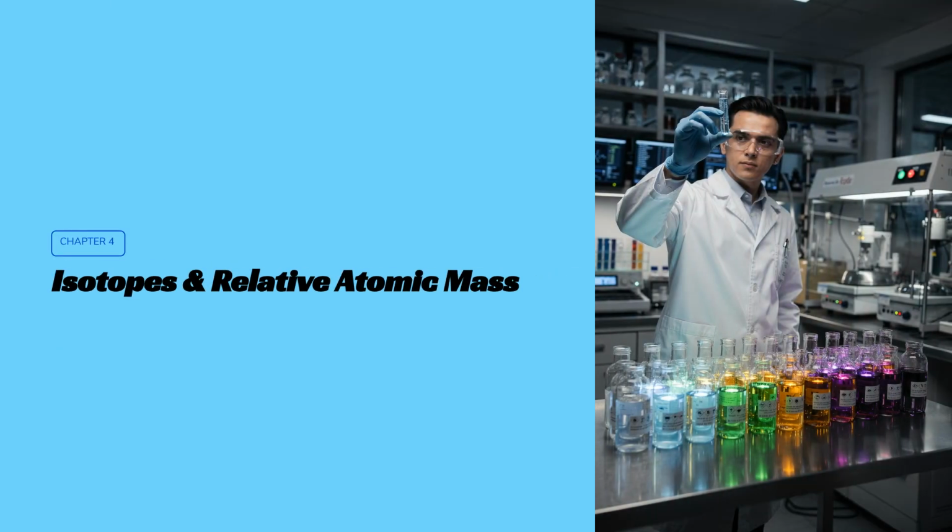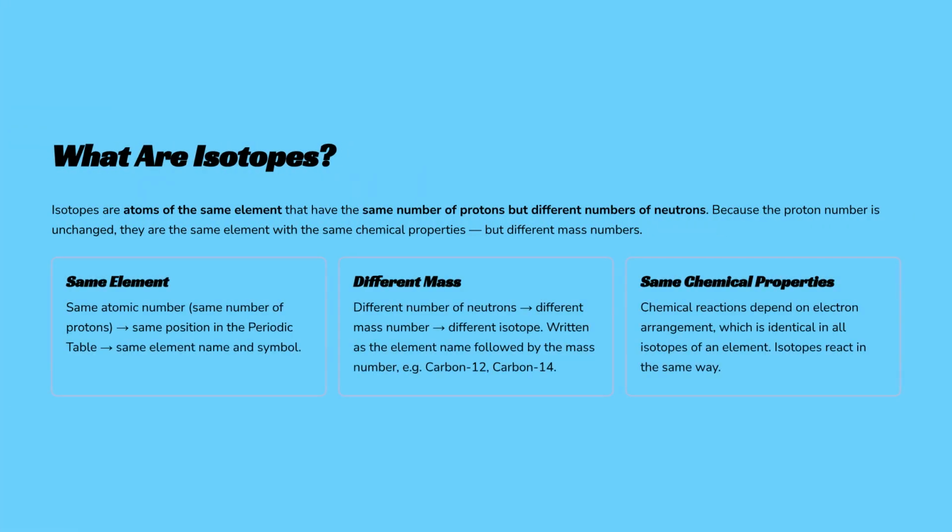We move now to Chapter 4, Isotopes and Relative Atomic Mass. Isotopes are atoms of the same element with the same number of protons, but different numbers of neutrons. This means they have the same chemical properties, but different mass numbers.